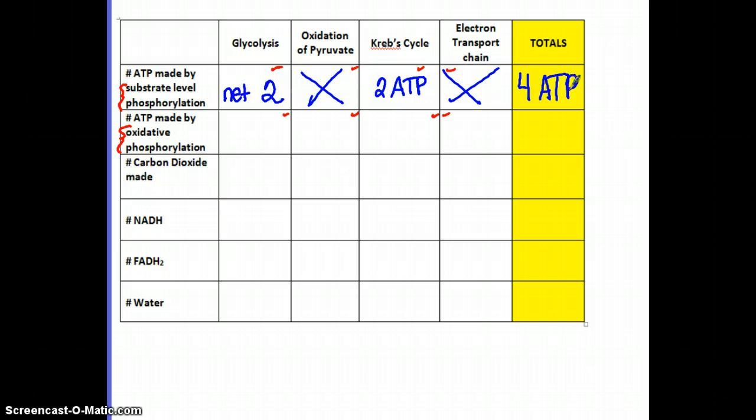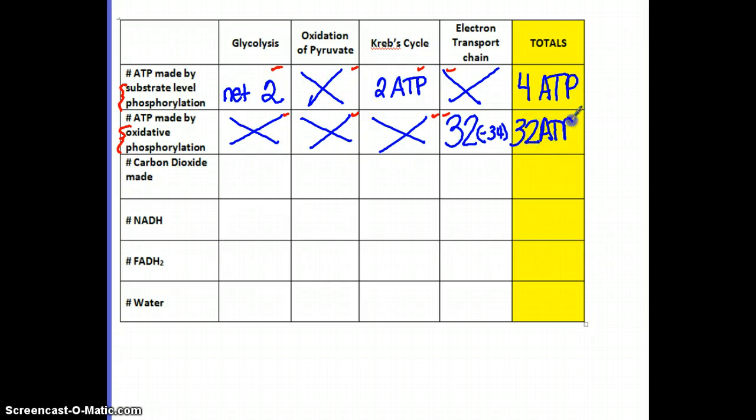Oxidative phosphorylation we're going to talk more about at the end, but oxidative only occurs in the membrane of the mitochondria, and in a perfect world we're going to say that it would make probably 32 to 34 ATP. We're going to go with 32 here. And when you add these two together, this is what's going to give us our total of 36 ATP that we learned at the very, very beginning of our lecture.